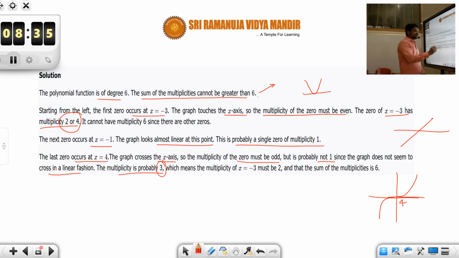Once you have determined this multiplicity as 3 and this multiplicity as 1, you are left with only the option of 2, because it can't be 4. If it becomes 4, then again the sum of the multiplicities would exceed 6, which is a violation. So the multiplicity of the 0 at -3 is 2. Okay, students, in this way we can determine the multiplicities by looking at the graphs.